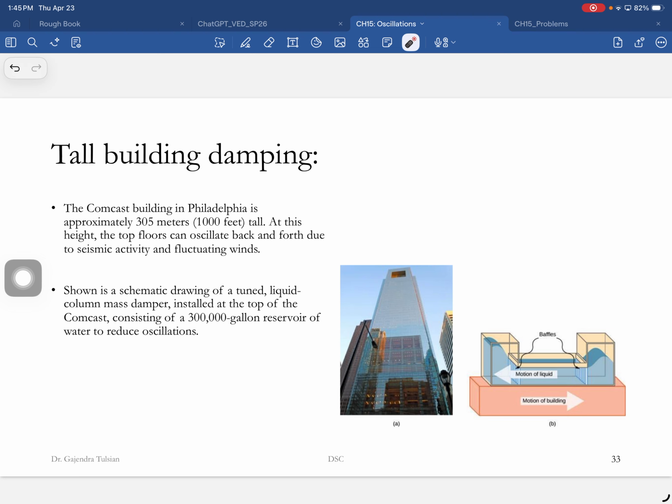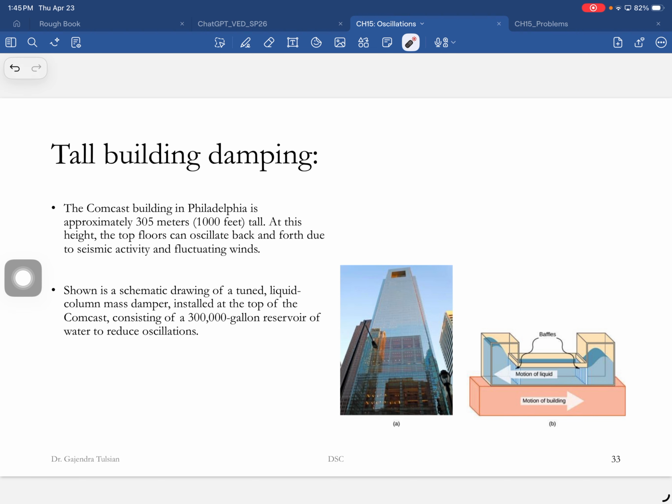All right, so here's one way to put in damping. This building is in Philadelphia. On top, there's a water tank. When this building shakes with the wind, the liquid can't keep up with it. So the liquid is oscillating at a different frequency than the building, and that's providing the friction, and that's providing the damping.